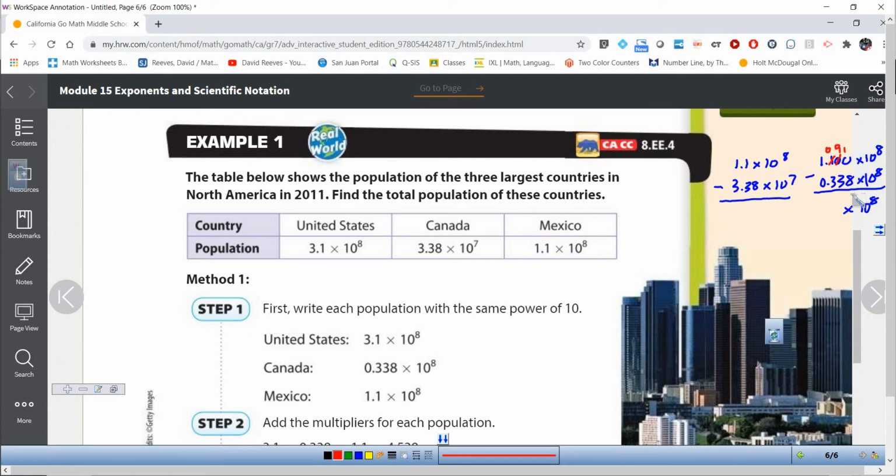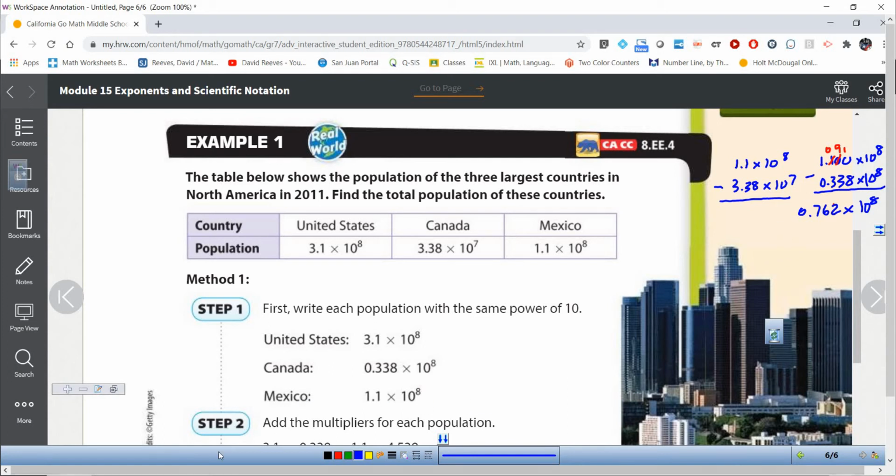So now I have 10 minus 8 is 2. 9 minus 3 is 6. And then I have 10 minus 3 is 7, right? So I get 0.762 times 10 to the 8th.